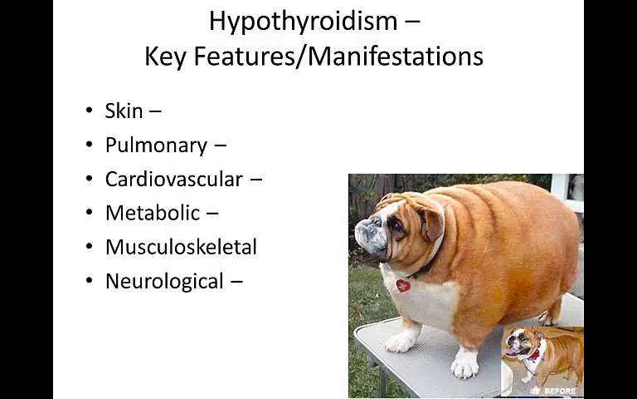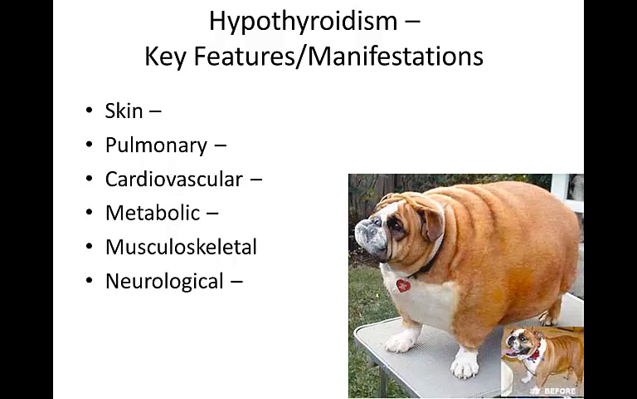Key features or manifestations can include skin that is cool, pale, yellow, dry, coarse, and scaly, thick, brittle nails, dry, coarse hair, decreased hair growth, loss of eyebrow hair, or poor wound healing. Pulmonary can include hypoventilation, pleural effusion, or dyspnea. Cardiovascular: bradycardia, dysrhythmias, enlarged heart, hypotension, decreased activity tolerance.